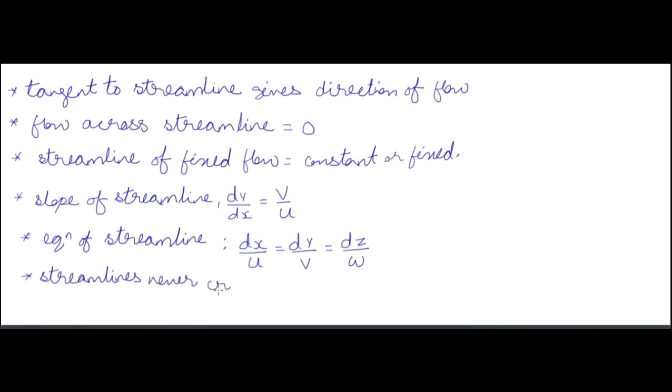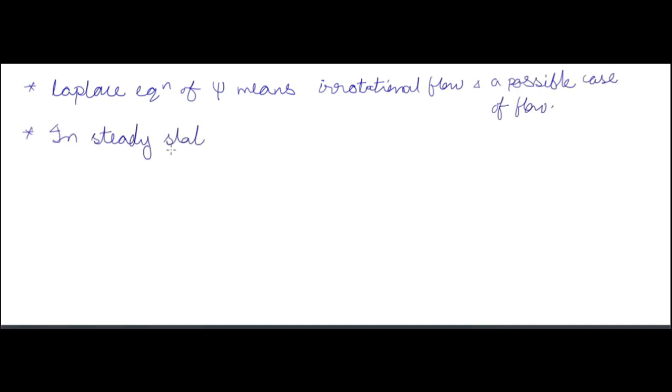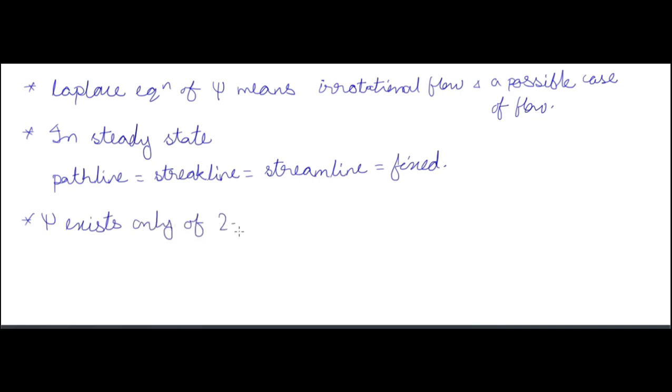Streamlines never cross each other. If you draw streamlines, they will never cross each other; they are not intersecting lines. Now the Laplace equation of the stream function being satisfied means it is an irrotational flow and a possible case of flow. We are not very concerned with the Laplace equation of the stream function. We will be concerned with the Laplace equation of the potential function.